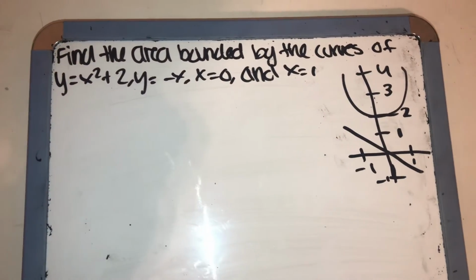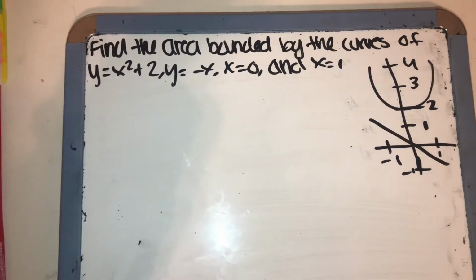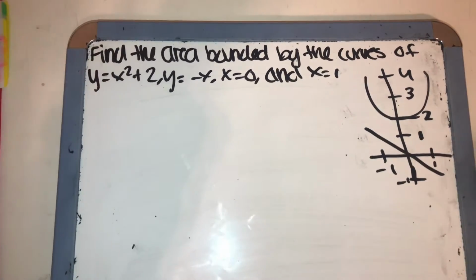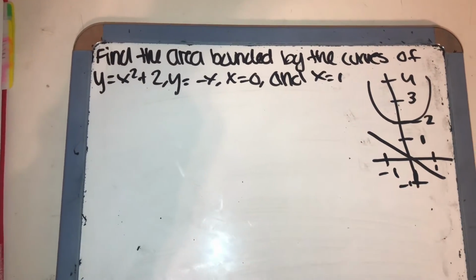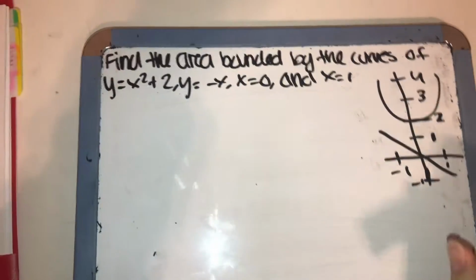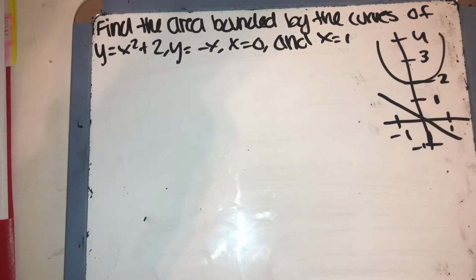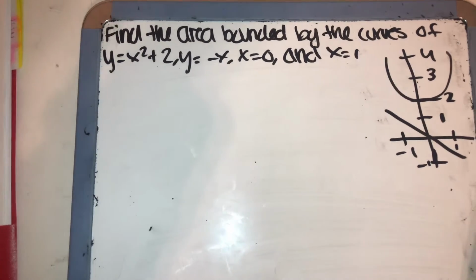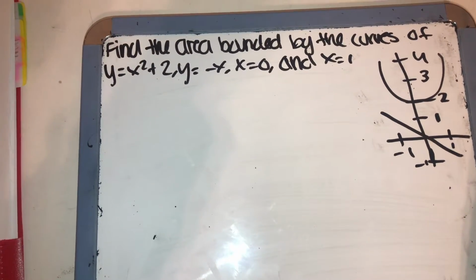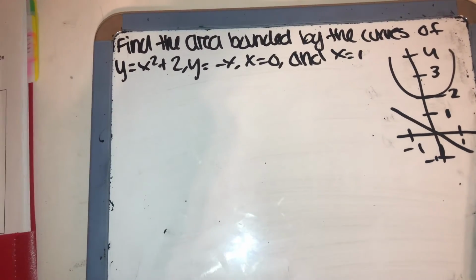Hey guys, this is the graphic portion of the GNAW problem, and we are going to solve basically area between the curves with respect to x. So let's start with this problem we have right now. It says find the area bounded by the curves of y equals x squared plus 2, y equals negative x, x equals 0, and x equals 1.